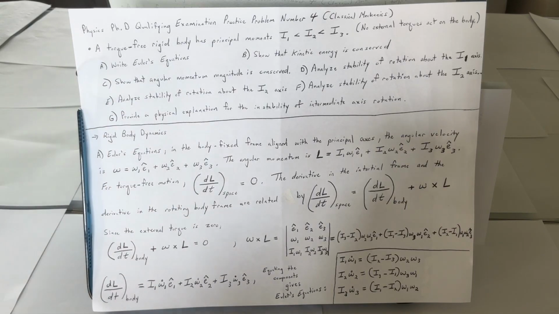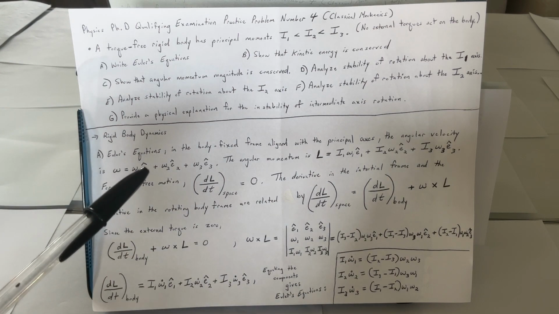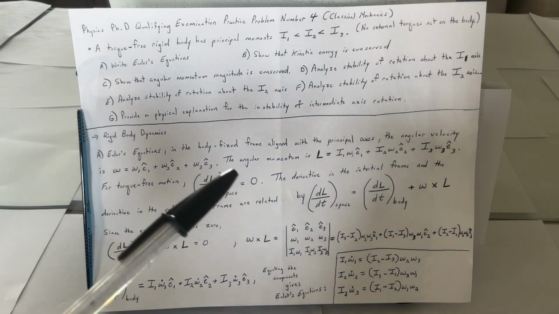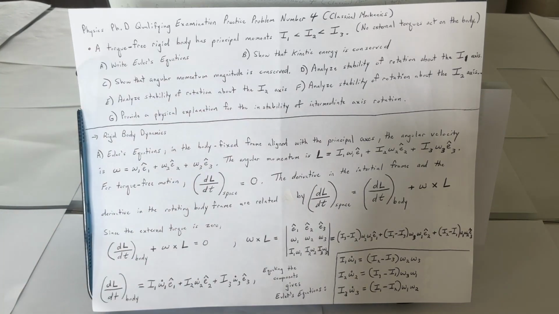Okay, so this is a rigid body dynamics problem. For part A, Euler's equations in the body fixed frame aligned with the principal axes. The angular velocity is omega equals omega sub 1 e sub 1 hat plus omega sub 2 e sub 2 hat plus omega sub 3 e sub 3 hat. The angular momentum is L equals I sub 1 omega sub 1 e sub 1 hat plus I sub 2 omega sub 2 e sub 2 hat plus I sub 3 omega sub 3 e sub 3 hat.